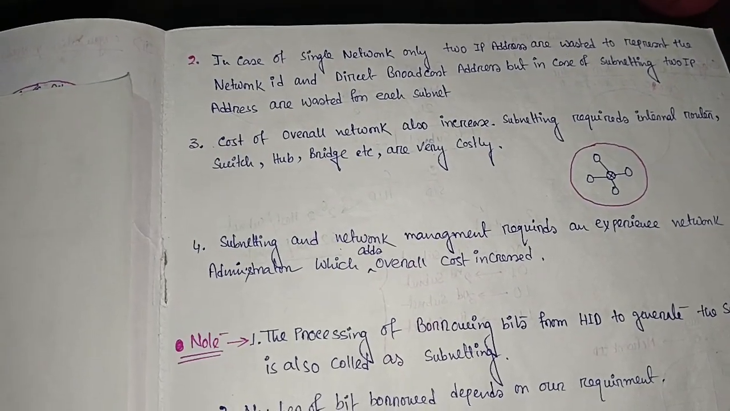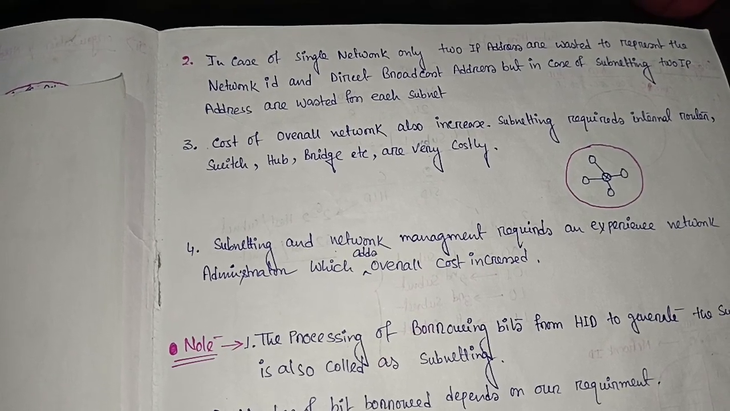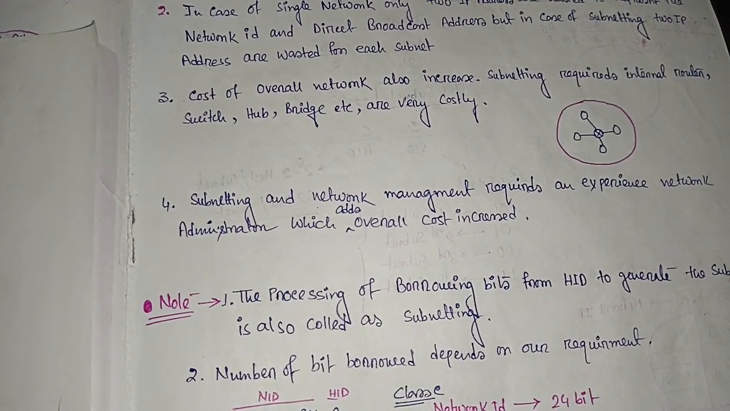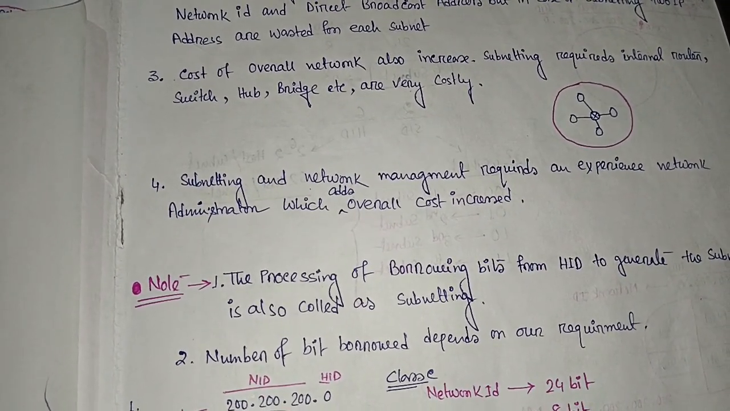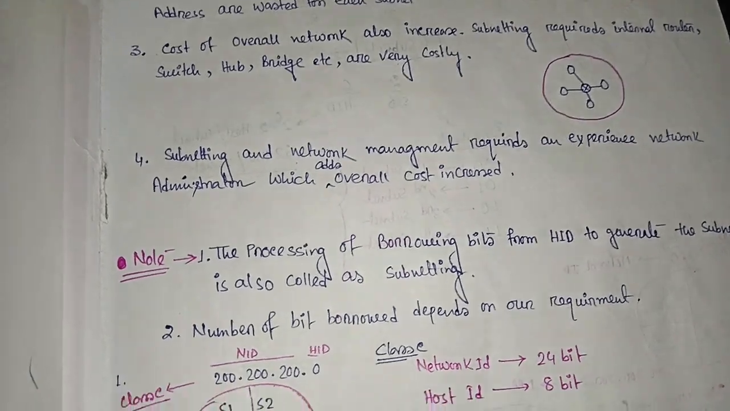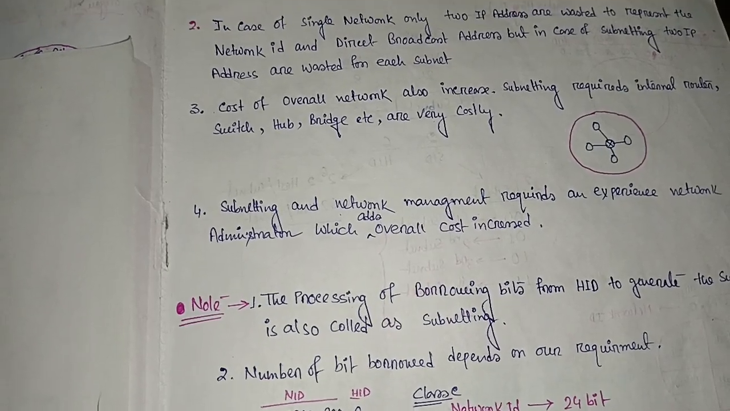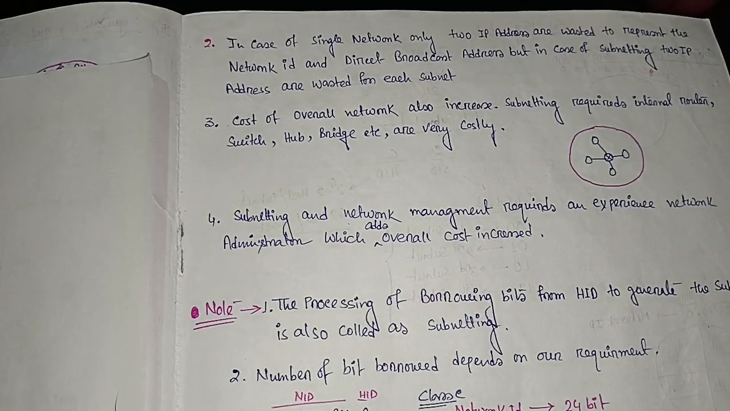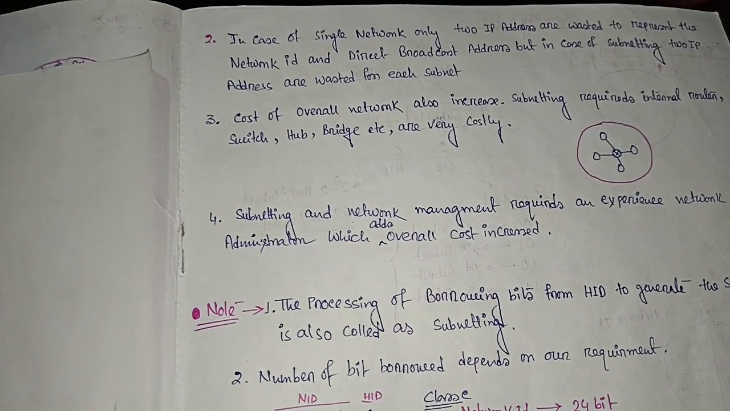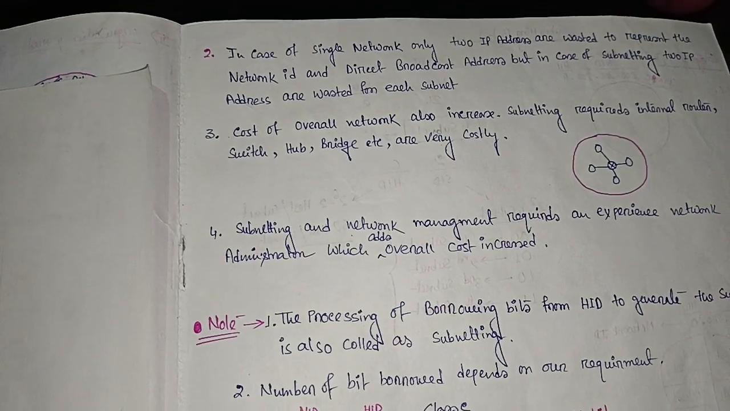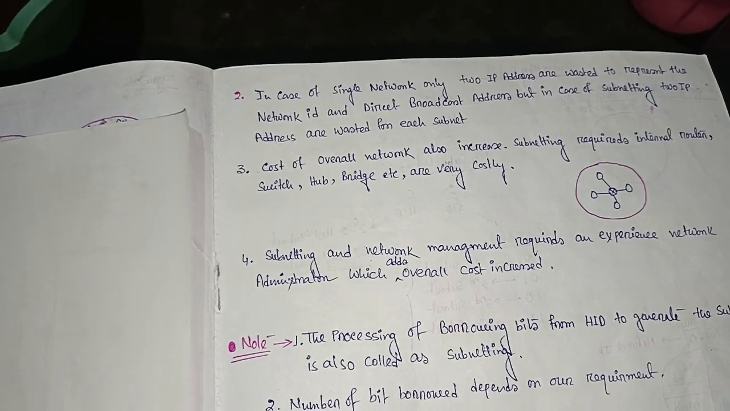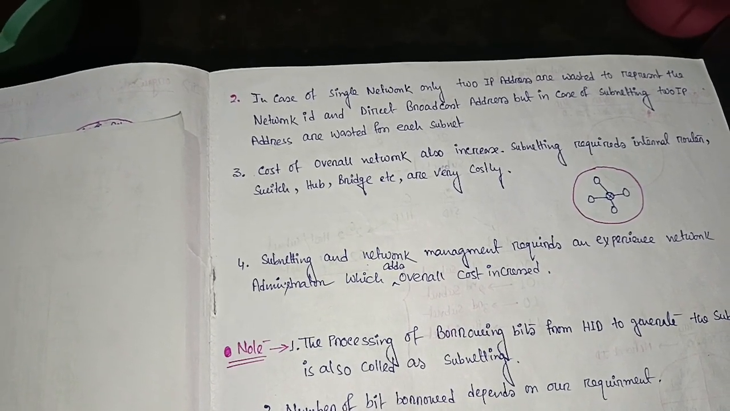The overall cost of the network also increases with subnetting, because subnetting requires internal routers, switches and bigger hubs, so the cost increases. Subnetting and network maintenance are also expensive in administration, which increases the overall cost. So overall, subnetting increases the cost, increases the process, and also wastes network bits. But there is a big advantage in subnetting, because it provides security and easier maintenance.